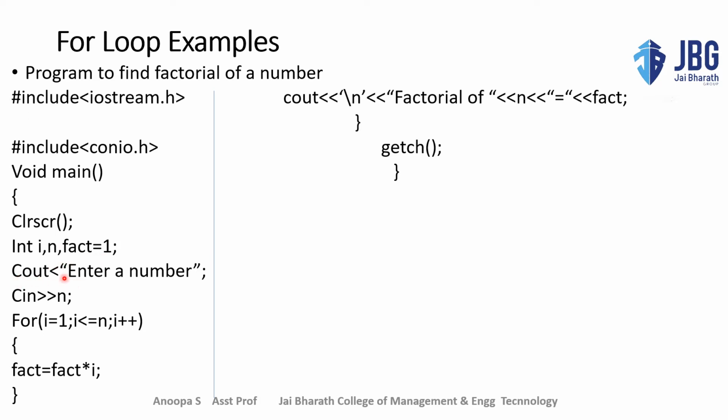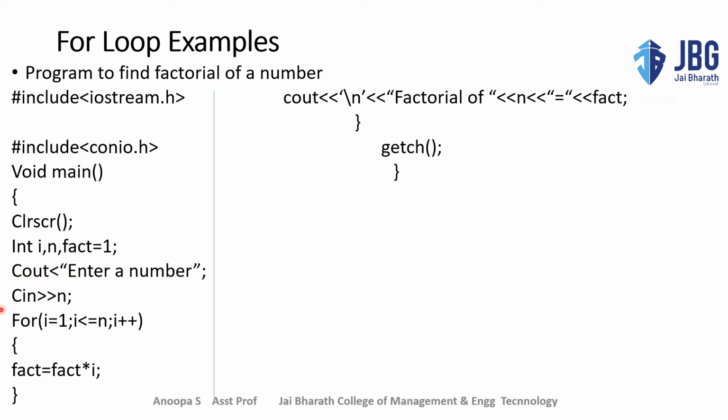The next statement is to enter the number, that is, the number for which you want the factorial. If you want to find 4 factorial, you have to enter 4. So that 4 will be stored in the variable n.